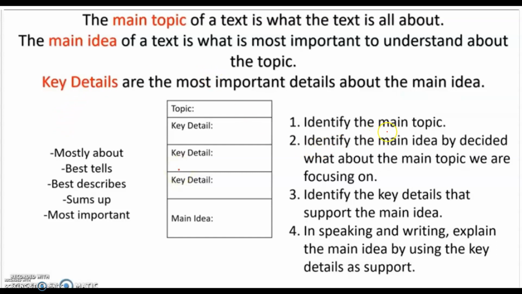So the first thing that we need to make sure we do is identify the main topic. What is this text all about? Then we identify the main idea by deciding what about the main topic we're focusing on. After that, we look for those key details that support the main idea. And then, as we're speaking and writing about the main idea, we explain it by using those key details to support it.